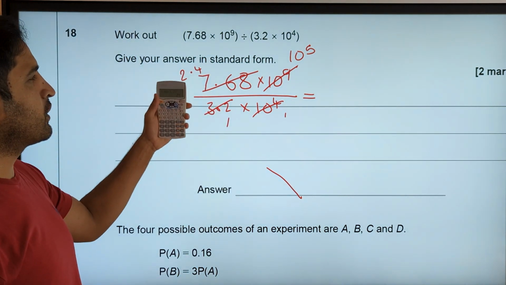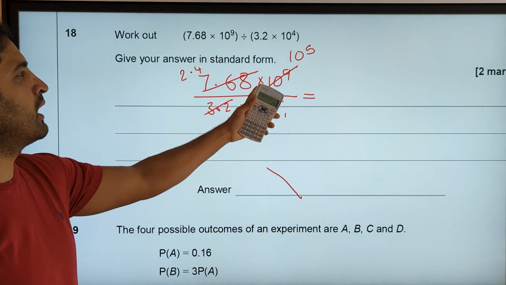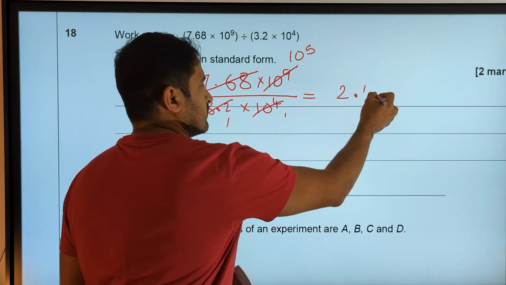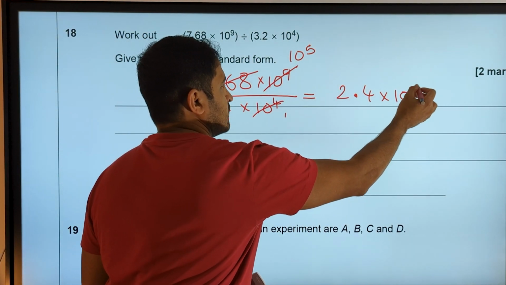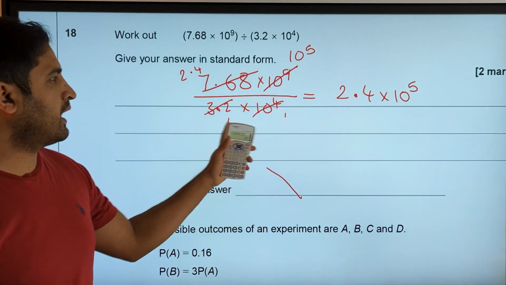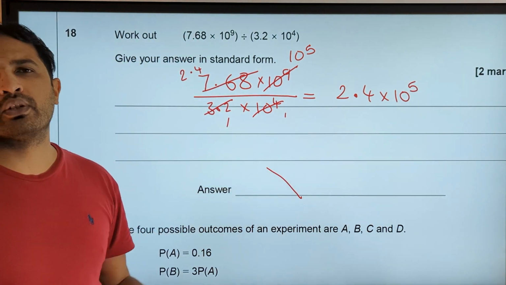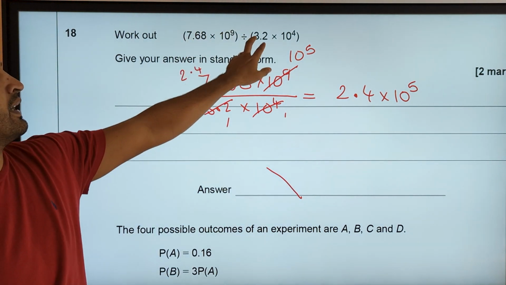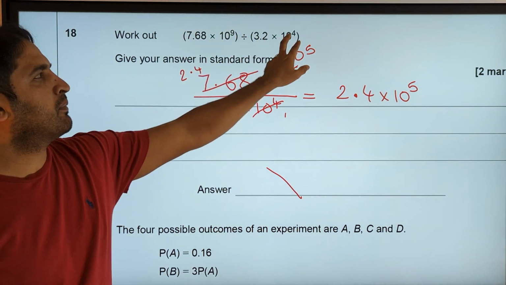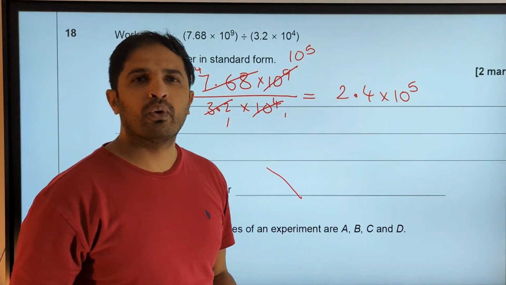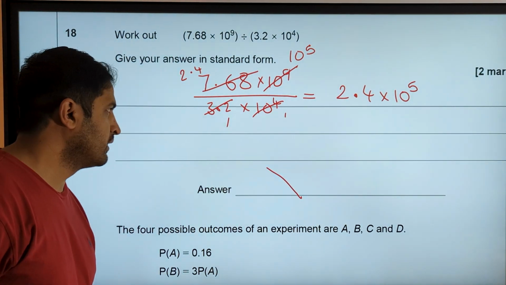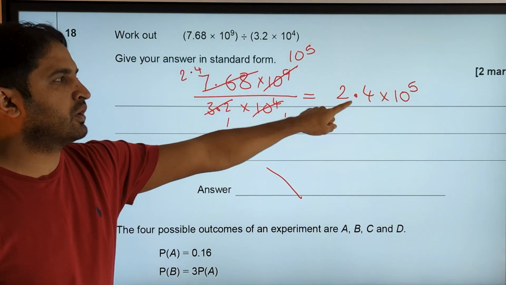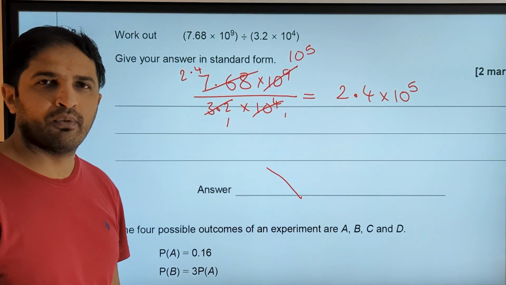Okay. So what you get at the top is 2.4 multiplied by 10 to the power 5. And at the bottom you get 1 times 1, which is just 1, and everything is divided by 1. So all I did is divide the number and divide the power. Okay, and we get 2.4 times 10 to the power 5. But even if you didn't do that, put it in a calculator, most likely you get that in the standard form.